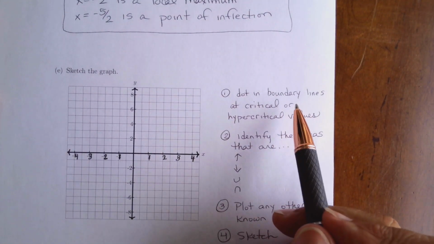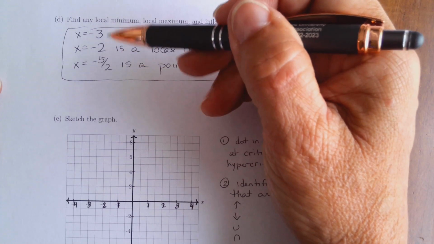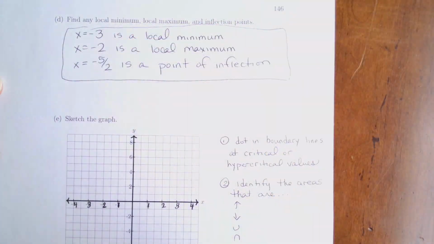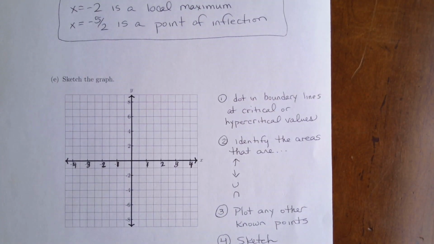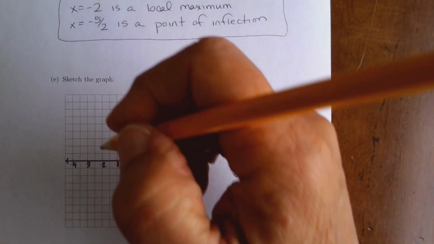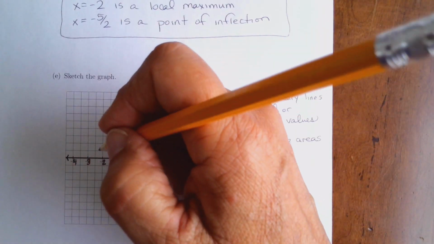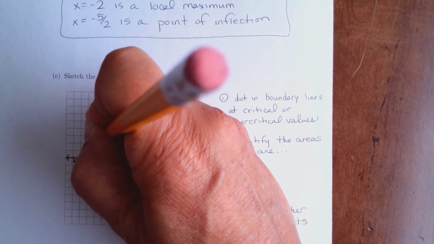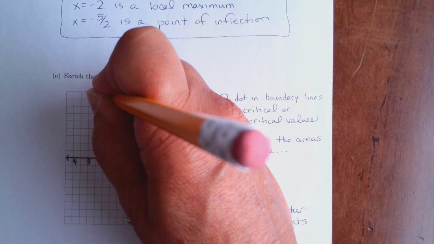Okay, so the dot in the boundary lines. So here's our critical values. So -3, -2, and -5/2. So typically do this with a pencil, just in case I mess up or have to erase anything. So I'm going to put a dotted line for this boundary.